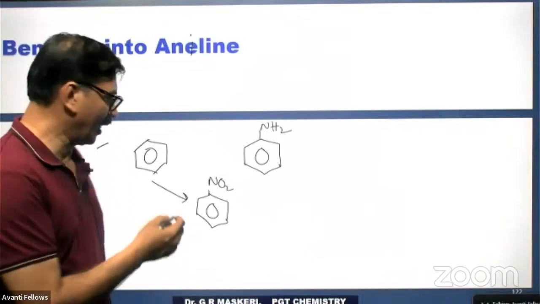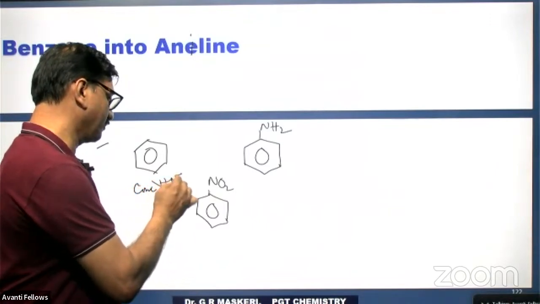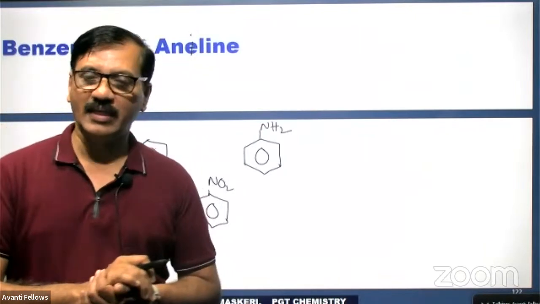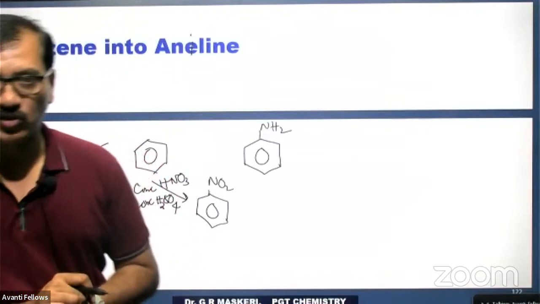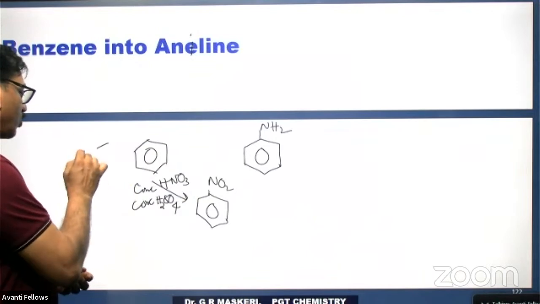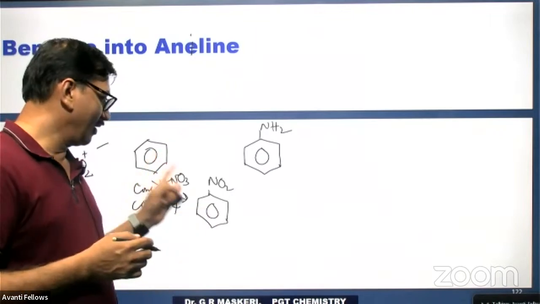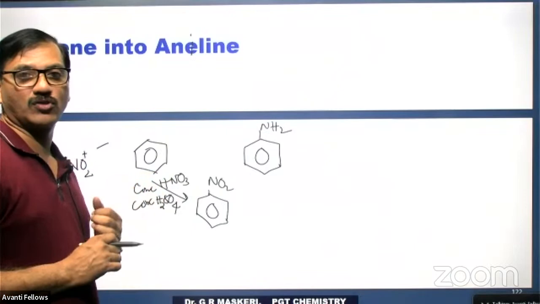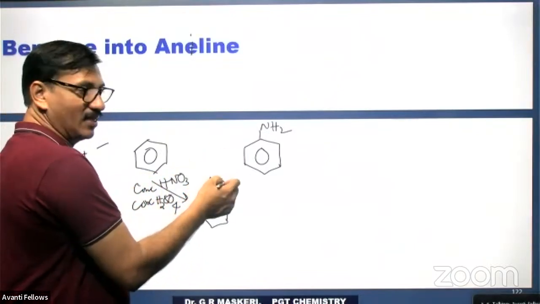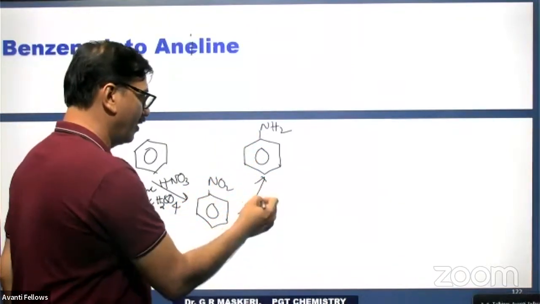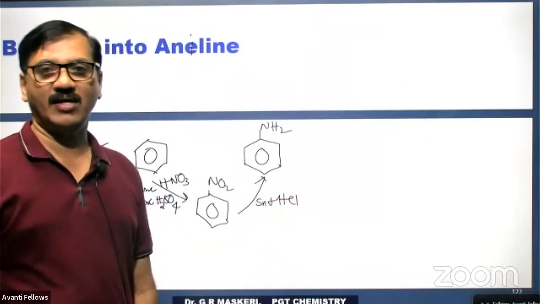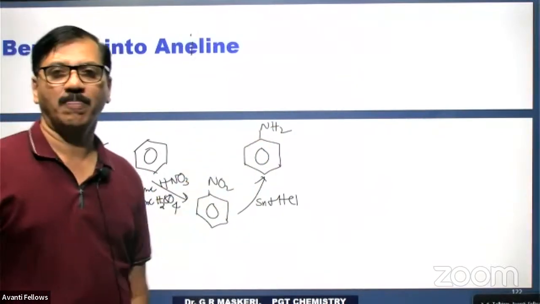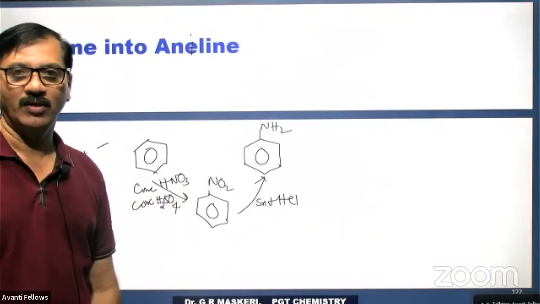Benzene to nitrobenzene can be done by concentrated HNO3 plus concentrated H2SO4. This mixture is called the nitrating mixture. It develops NO2 plus as an electrophile, and then electrophilic substitution takes place on the benzene ring, so nitration occurs. Then this is to be reduced: oxygen is to be removed and hydrogen added. For that, you need Sn plus HCl. Sn/HCl or Fe/HCl are the reagents. In the preparation of aniline, we have studied this from the nitro compound to aniline. So through NO2, you can get it.